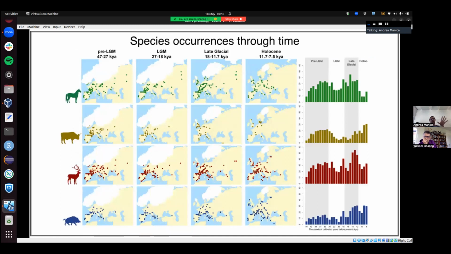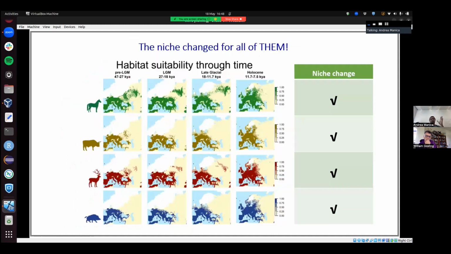We applied this method to four ungulates recently: horses, aurochs, red deer, and wild boar. The really interesting result is that for all of them, we can detect a niche change over the last 50,000 years. But that niche change occurs specifically during the last glacial, and there is an expansion of the niche at that point. It's interesting because it's not happening during the glacial maximum.